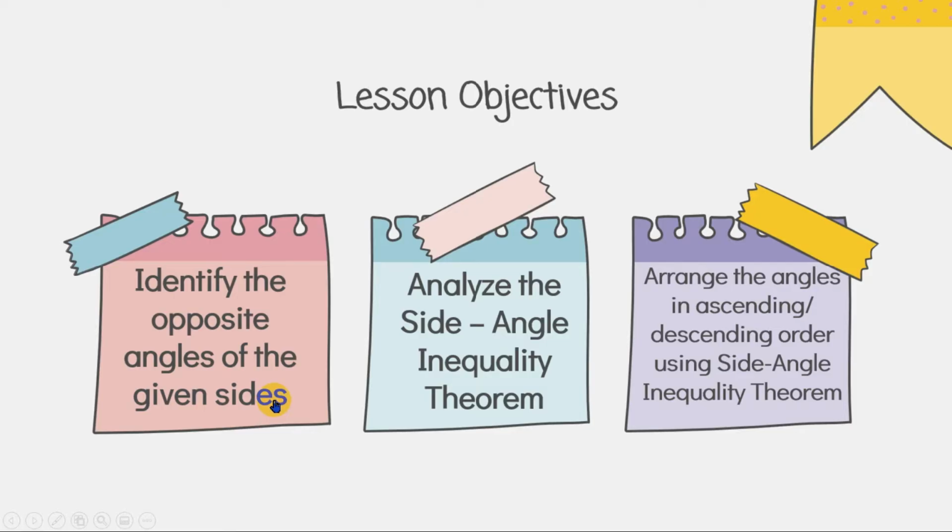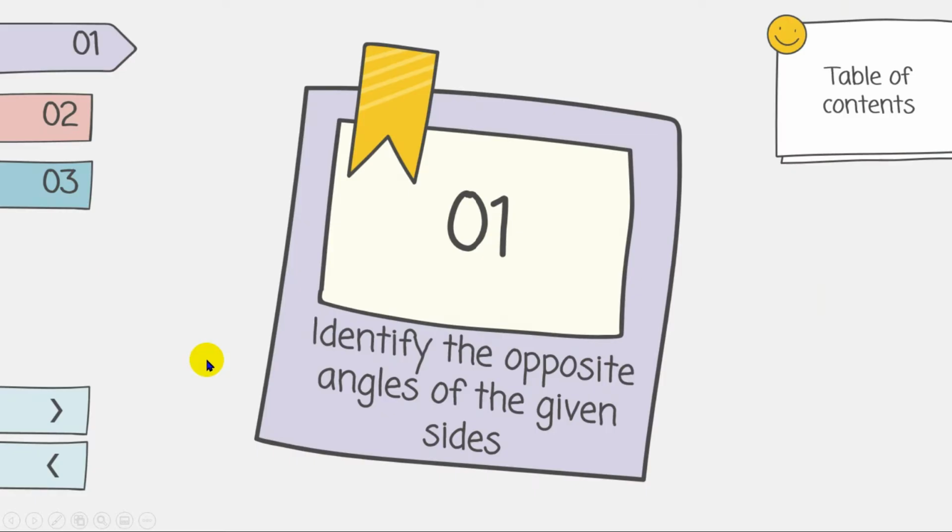So for the first lesson objective, parang ito ay isang recap na lang of our previous lesson. Alamin natin kung alin ang angles opposite to the given sides. Okay? So let's proceed with this objective. Identify the opposite angles of the given sides.